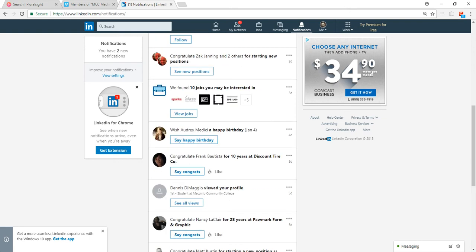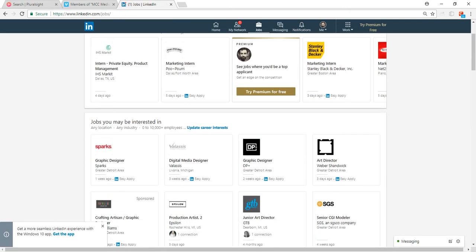Also, there it is. Here's 10 jobs that I may be interested in. So what this will do is, based on what your qualifications are, based on the people you're connected to, and based on a whole bunch of other stuff, people will actually find you on LinkedIn and will offer you jobs if you meet their requirements.